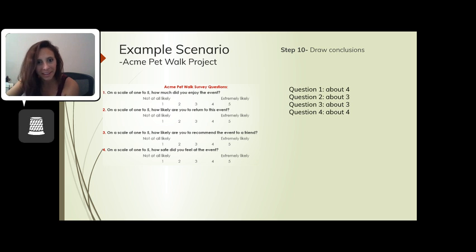So the next question, how safe did you feel at the event? My work package that I'm supposed to be working on for this course, actually I focused on safety. So that's why this question was in here. And it looks like we got a 4. People felt really safe at the event. So that's another good thing. And if we wanted to, we could ask even more probing questions to get a better understanding of why they felt safe.